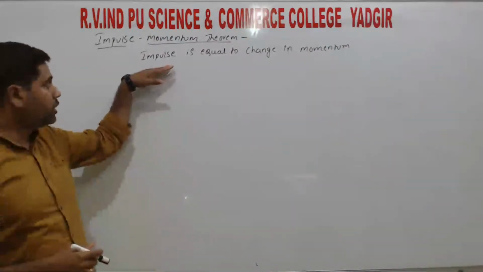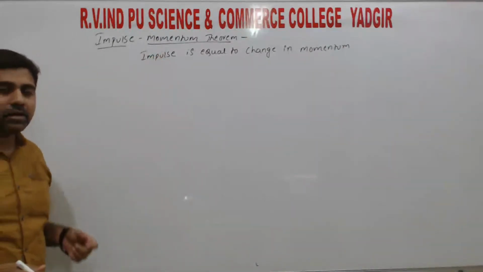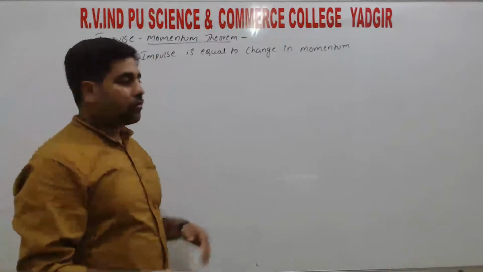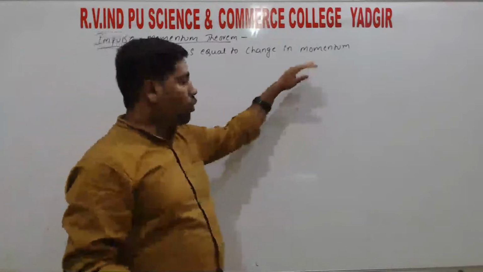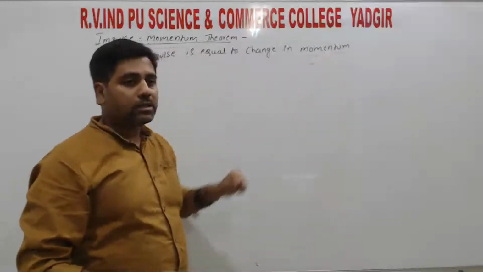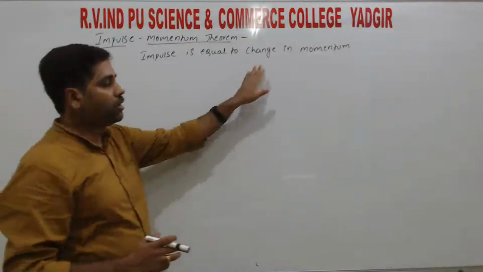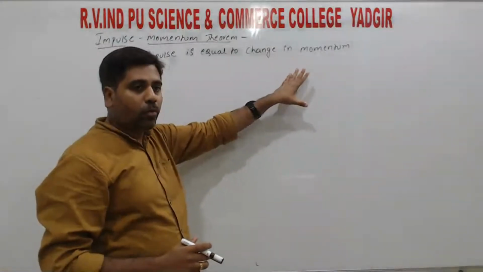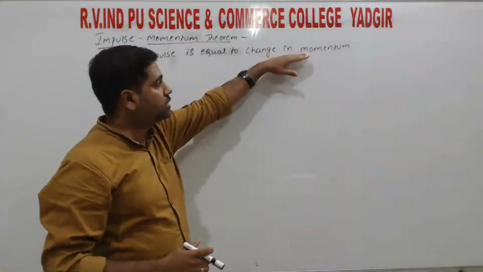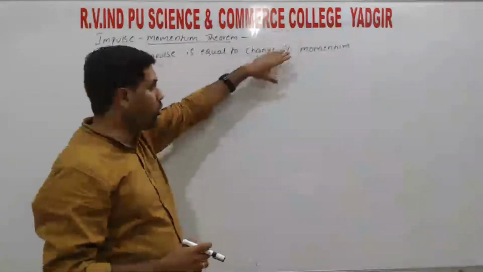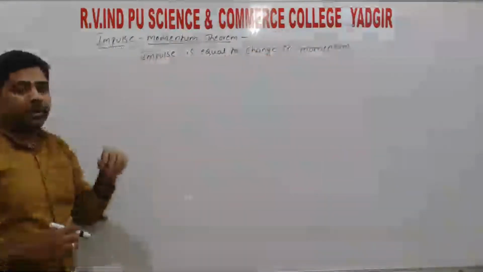So what is impulse? Impulse is a large force acting for a short interval of time. That we call impulse. Momentum is the product of mass and velocity. That we call momentum. Change in momentum means the difference between two momenta. This change in momentum is equal to impulse, right?